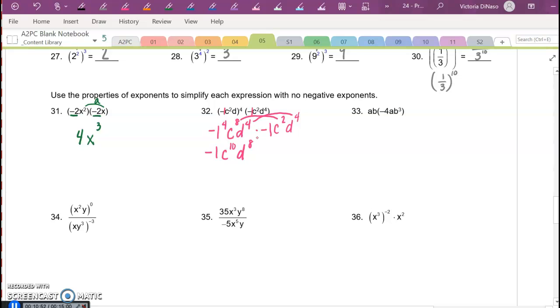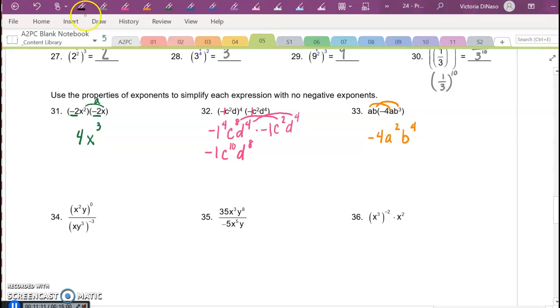In number 33, I'm going to drop down that -4 because we don't have anything else to multiply by. So we have -4. I'm going to combine a and a. So we have a squared, because 1 plus 1 is 2. And then b to the 1, 1 plus 3 is 4. So we have b to the 4th.